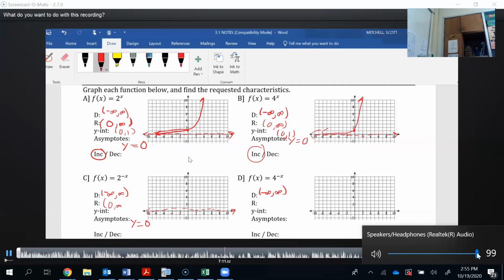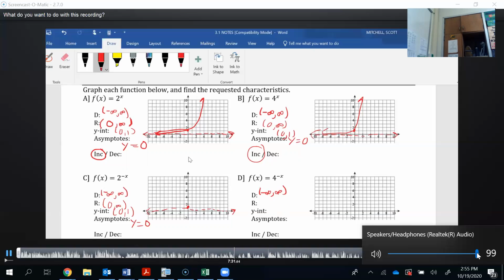What does a negative on the inside mean? Because that's what this is. A negative on the inside, what does that do? Well, we said it didn't move, so it's still going to be going through (0, 1). So that's going through this point here. A negative on the outside reflects it up and down. A negative on the inside reflects it this way.